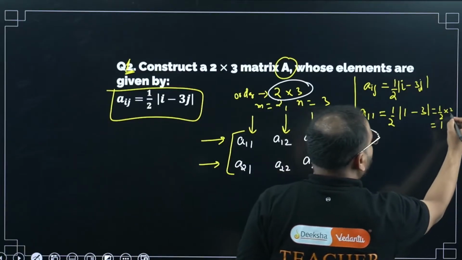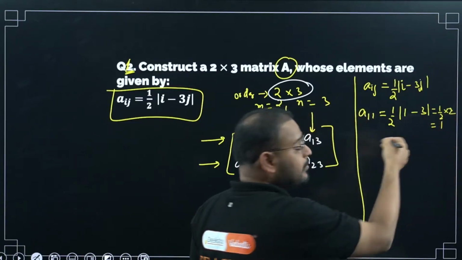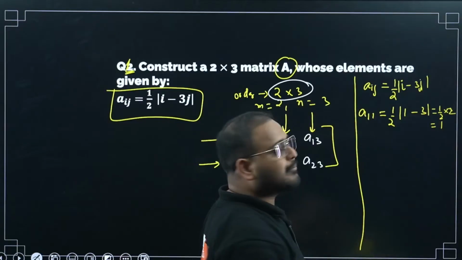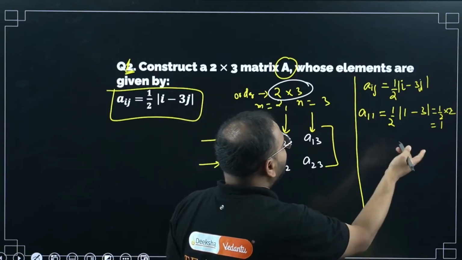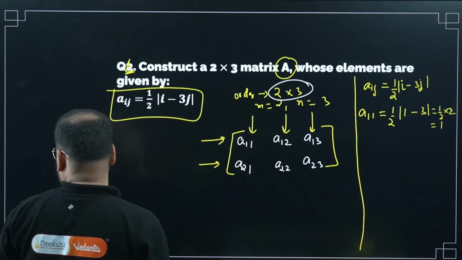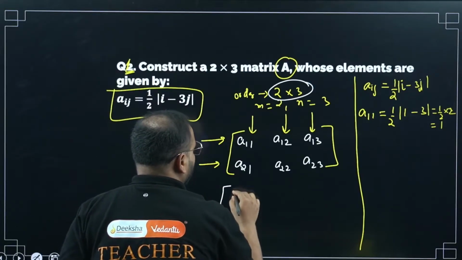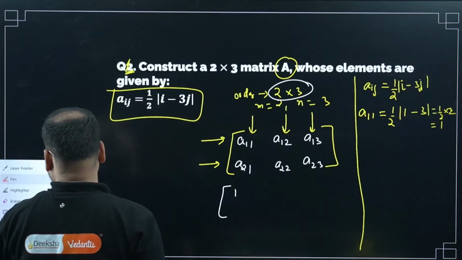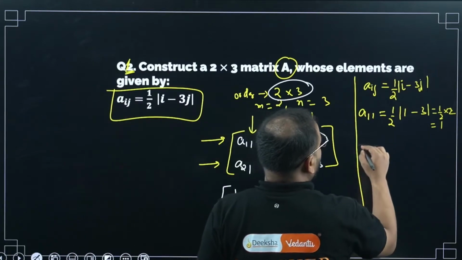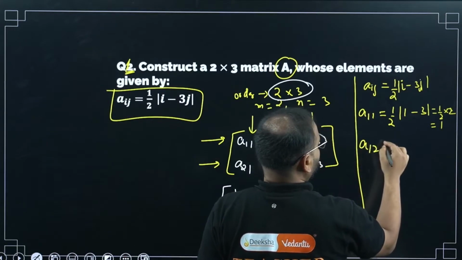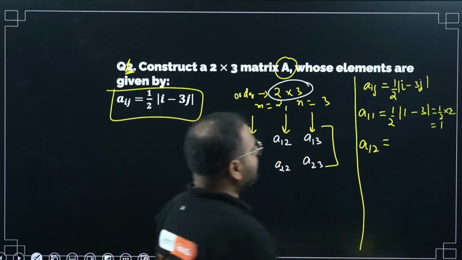Because 1 minus 3 will be minus 2 and mod will make it positive. So 2 and 2 will cancel and become 1. So this is my 1. The first element is nothing but, if I have to write the matrix here, 1. Next element. Check here, please. So A12. Same way we'll do here.